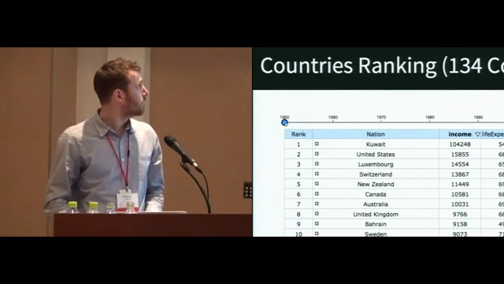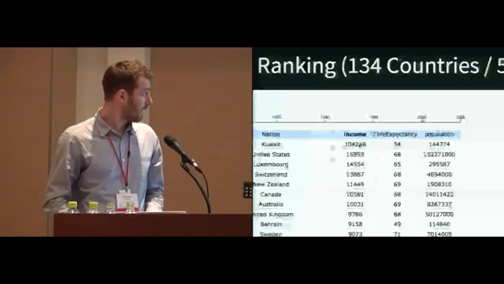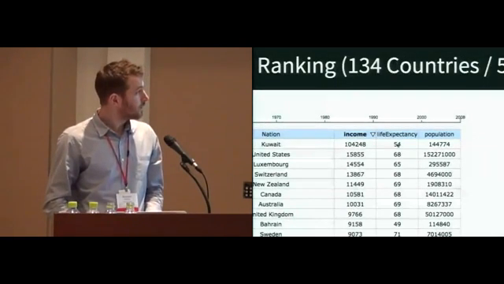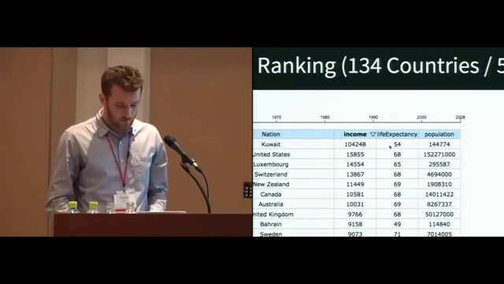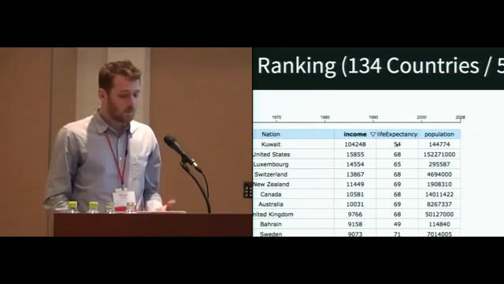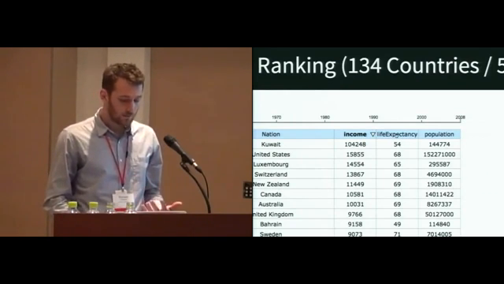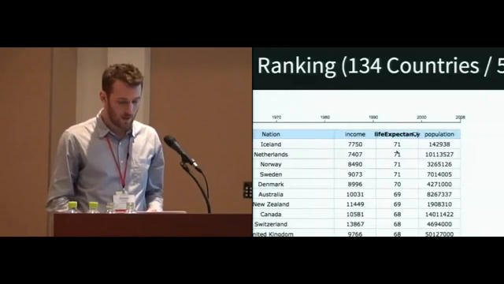And here you have a slider, and you can see we are in 1950. So Kuwait is by far the richest country. But you can see that it doesn't seem to do very well in terms of life expectancy. And the nice thing with rankings is that you can click on the headers and reorganize the rows.